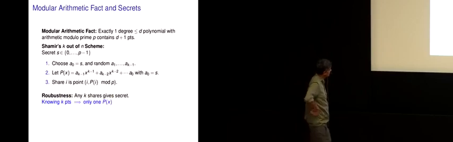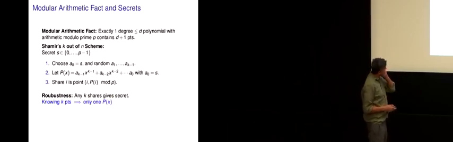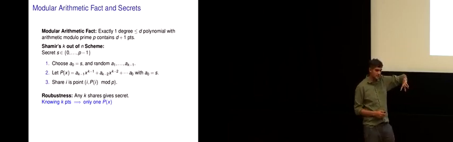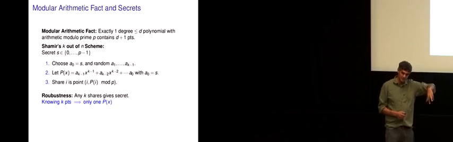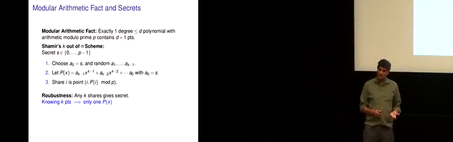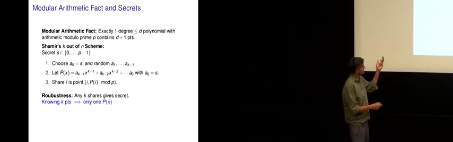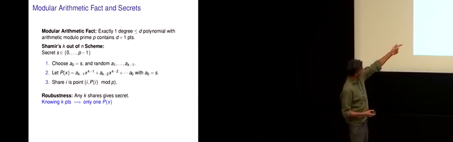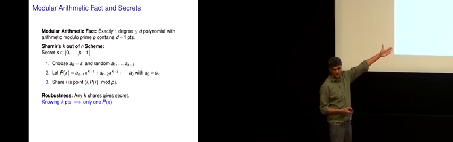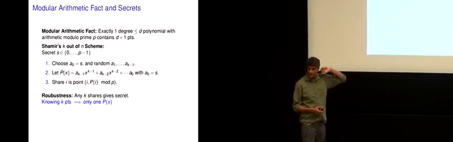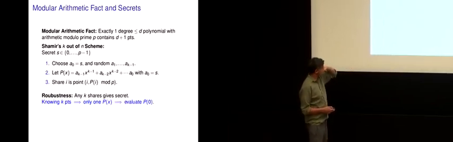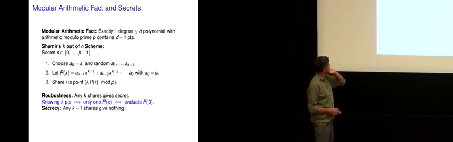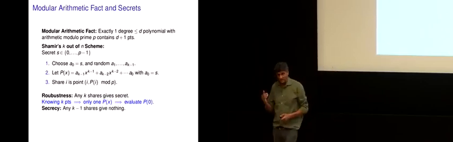So knowing k points means you only know one P of x. It says it's unique, exactly one. That's what I'm using: you can recover a polynomial, and there's a single polynomial that you recover. So if you recover that polynomial, you just evaluate that polynomial at 0, or look at this lowest coefficient, A0, and I have my secret back. Evaluate P of 0.